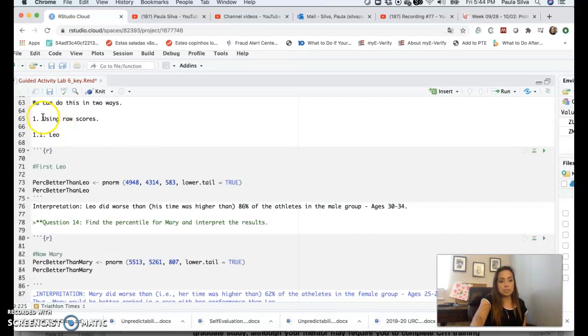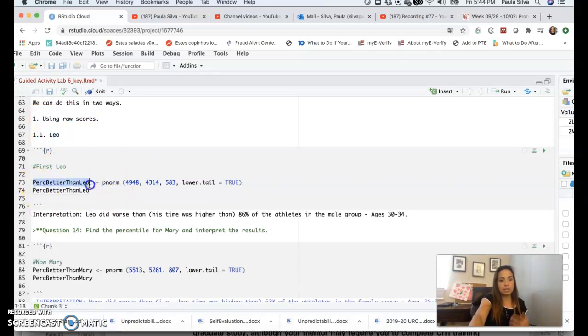We can do this in two ways. We can use raw scores, and let's do Leo first. And here I'm writing just the name of the object that will store the percentile, percent better than Leo. And that's the function, pnorm, that gives me the probability, the percentile, as we saw in the video lecture. Here is Leo's score. Here is the mean score, the mean time of people in his race group, and that's the standard deviation of the distribution in his group. And we want the lower tail because we want the percentile. So we want the probability of getting this time or lower.